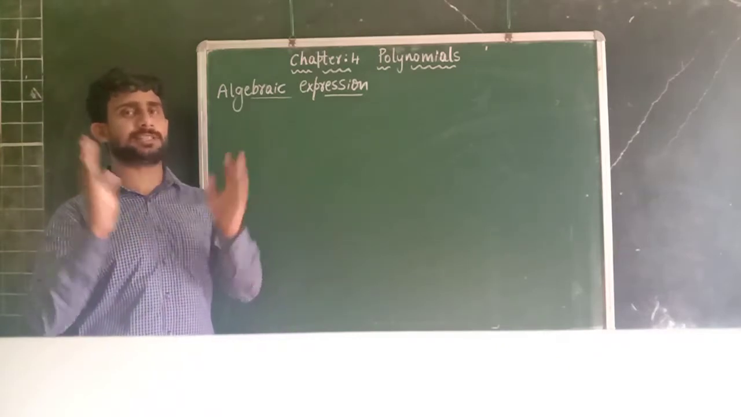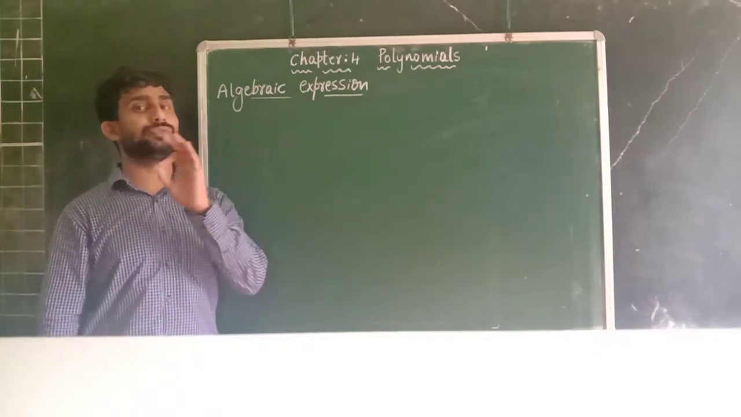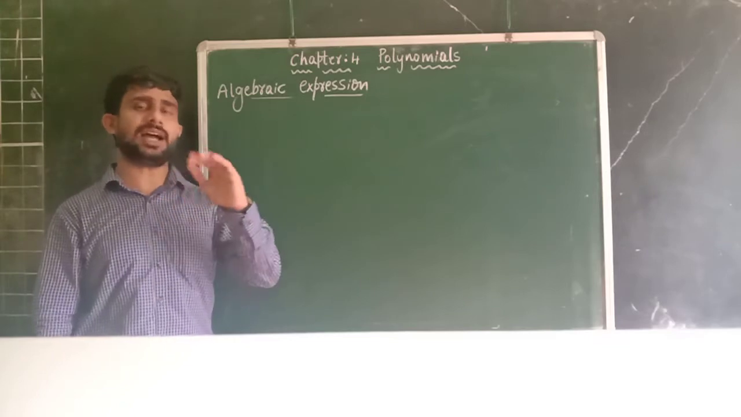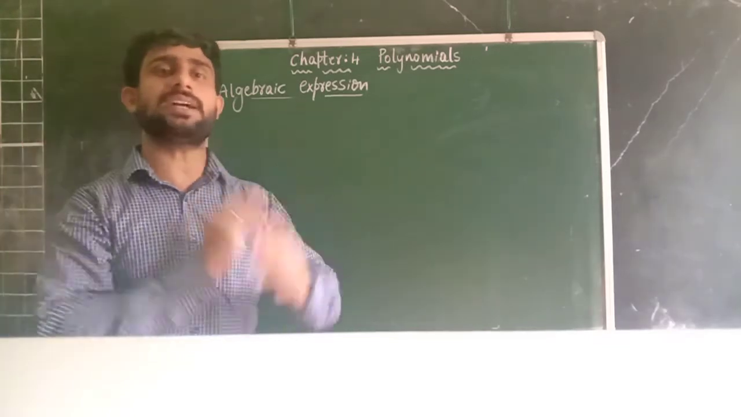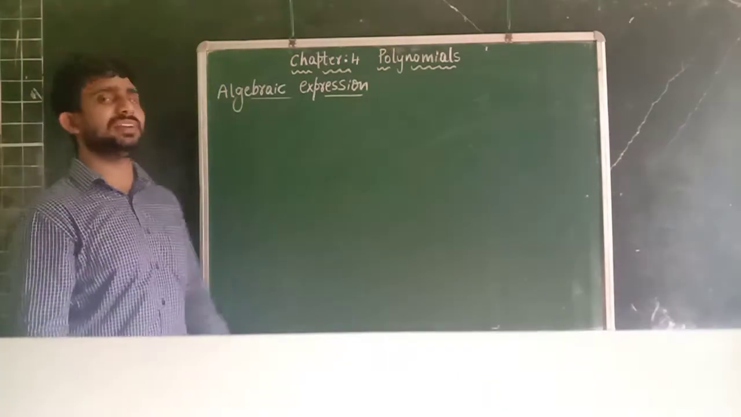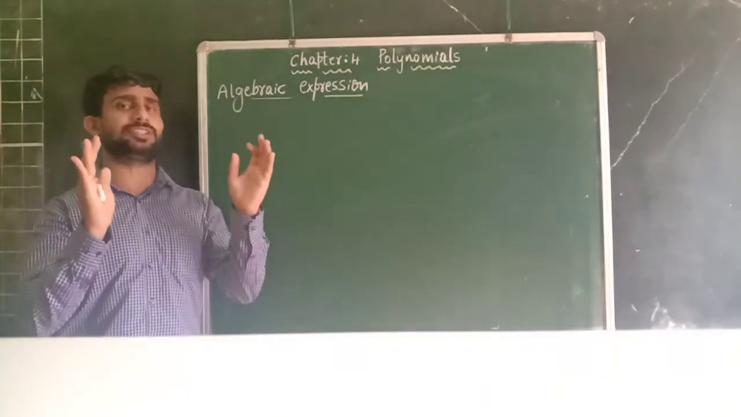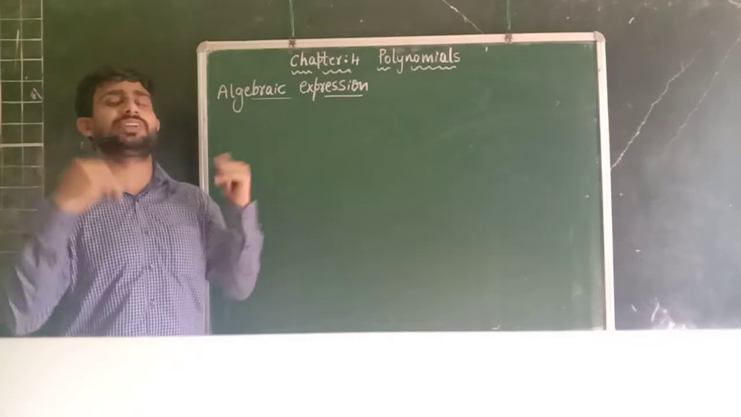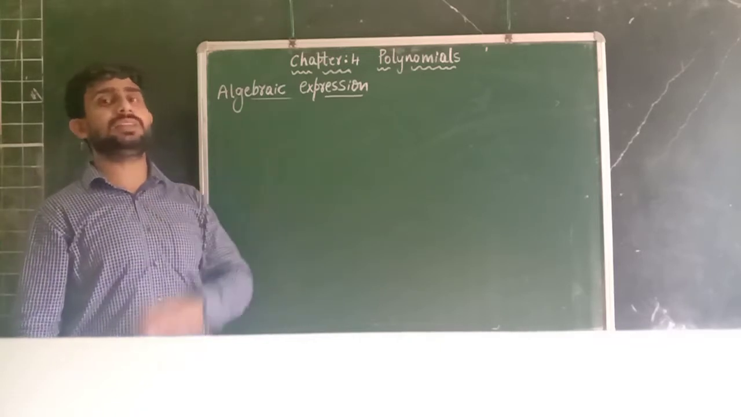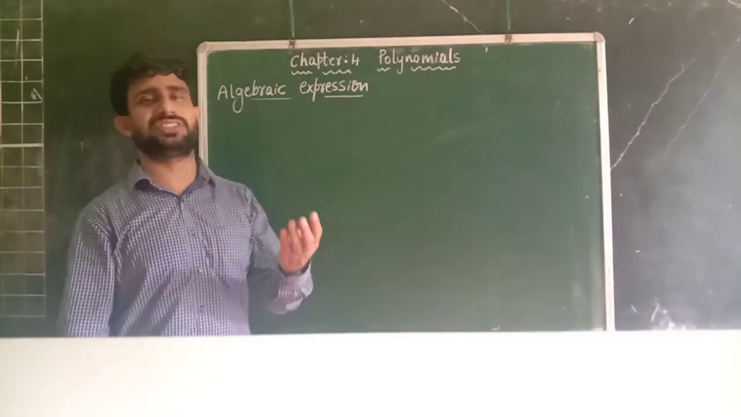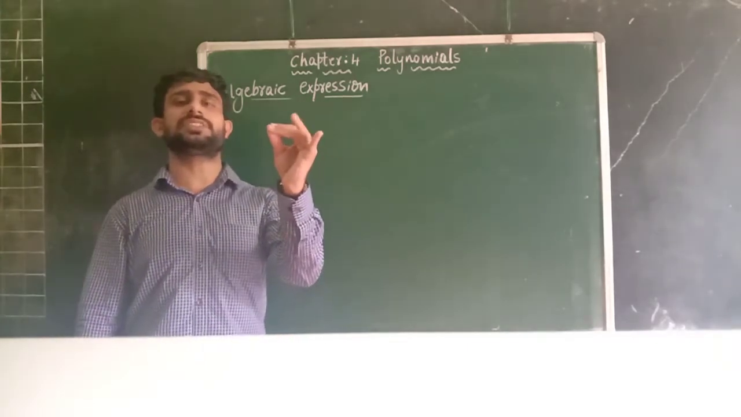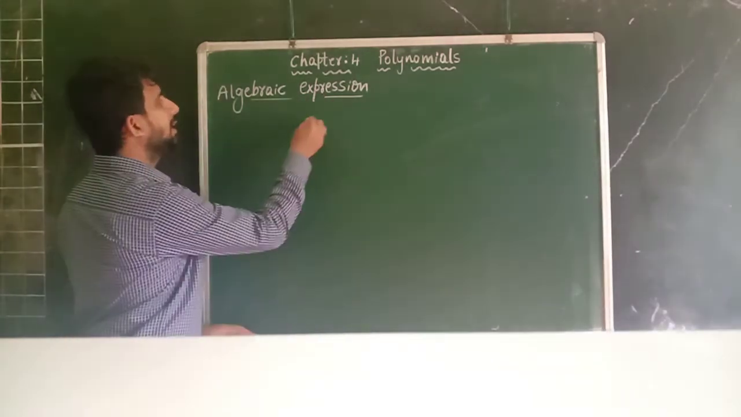Algebraic expression is an expression that has variable and constant along with the algebraic operations. I'll repeat. Algebraic expression is an expression made up of variable and constant along with the algebraic operations. Algebraic operations are addition, multiplication, division, subtraction. Okay, I'll give an example.